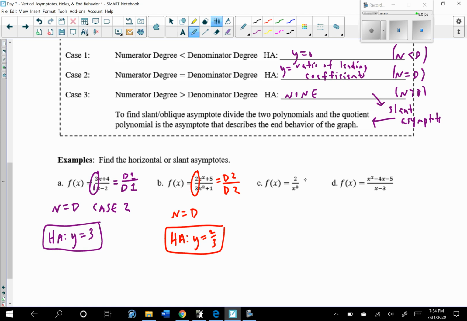Here, if there is no x, remember that x to the 0 power is the same thing as 1, because anything to the 0 power is 1. So that means this is degree 0 over degree 3. So the numerator degree is less than the denominator degree, which in this case means that is case 1. So case 1 says that means there's a horizontal asymptote at y equals 0.